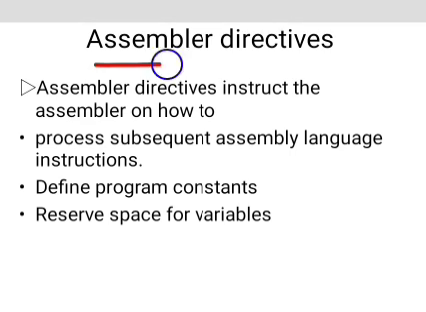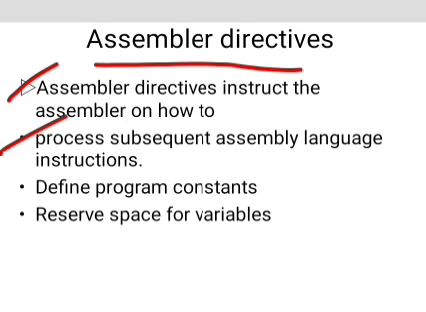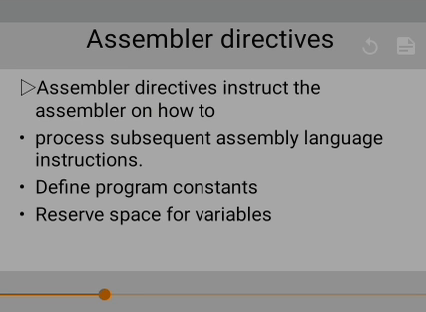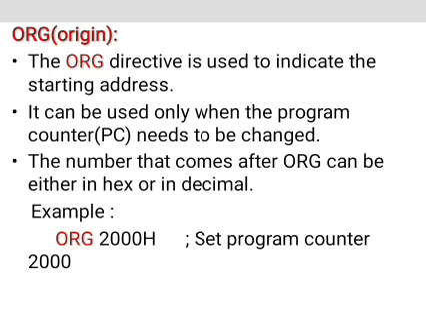Next are the assembler directives. Assembler directives instruct the assembler on how to process the subsequent assembly language instructions, define program constants, and reserve space for variables. ORG directive, that means origin directive, is used to indicate the starting address. It can be used only when the PC, that means program counter, needs to be changed.